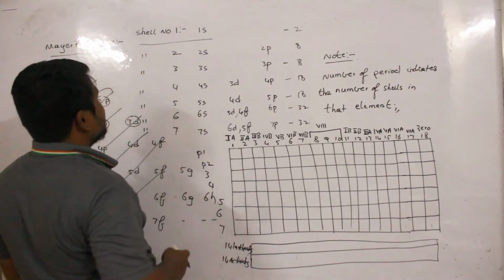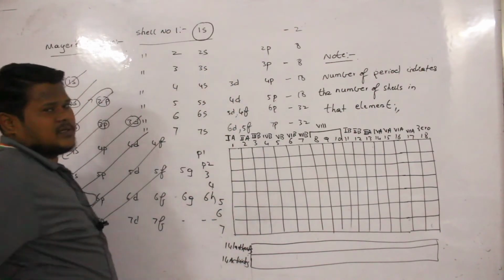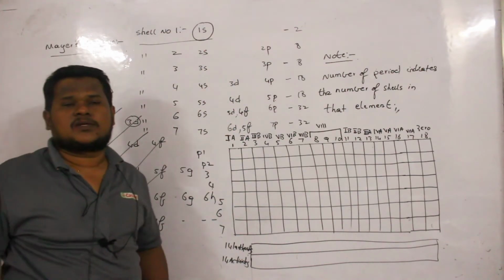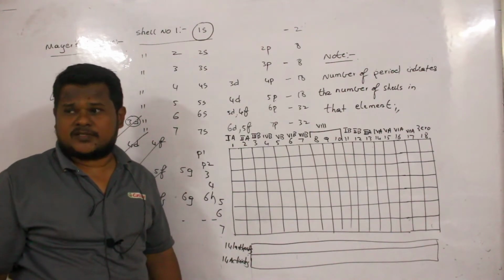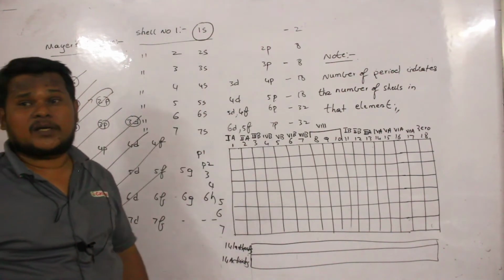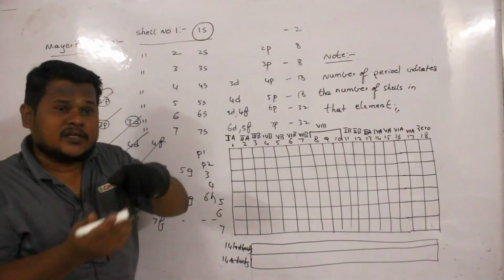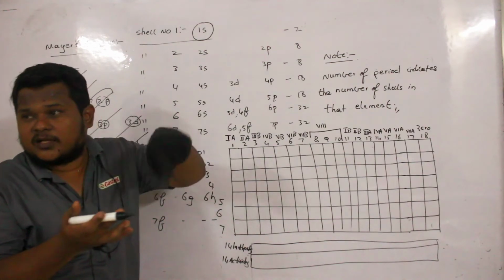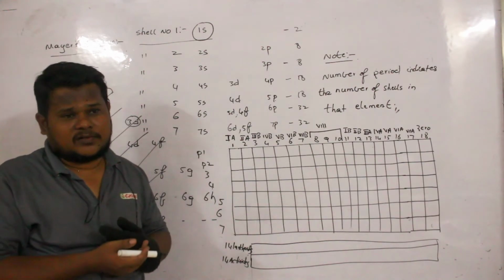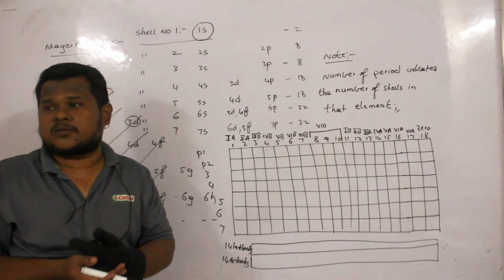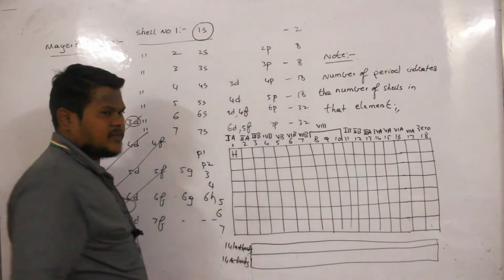So the first orbit, where is the first orbit? This is the first orbit. The first orbit has how many subshells? Only one subshell. What is the name of that subshell? Yes, the s subshell. And which shell number is it? The first shell. It means in this particular element there is only one orbit, and in that one orbit all the electrons are rotating. How many electrons? Either one electron or two electrons. Which element has one electron? Hydrogen. So you can place it here. Are you able to understand?